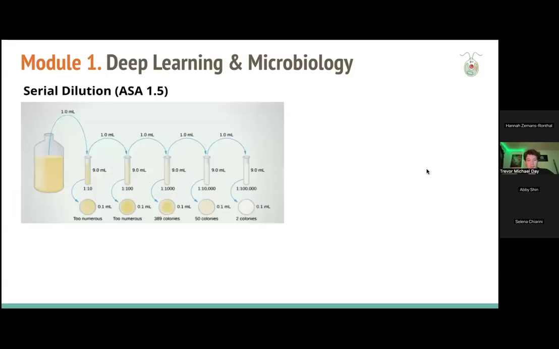So if you could advance, thank you, Hannah. So this is talking about serial dilutions. This sounds like a hard concept, and it's something that historically has given a lot of people some trouble. But I'm going to try and break it down for you in a way that makes it a little bit easier to approach. So, first off, a dilution.